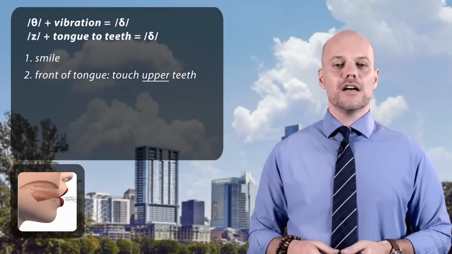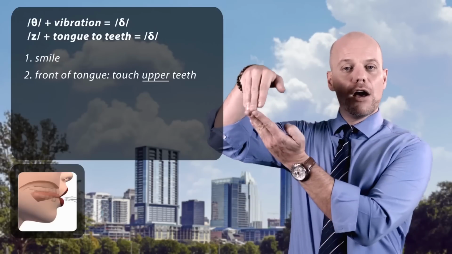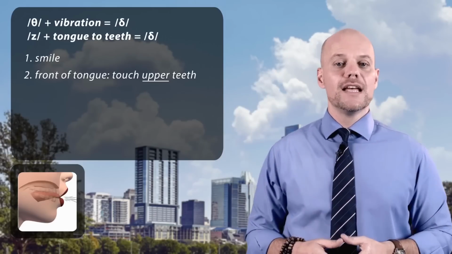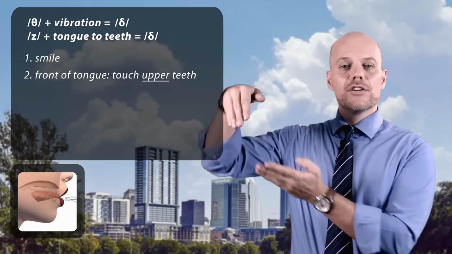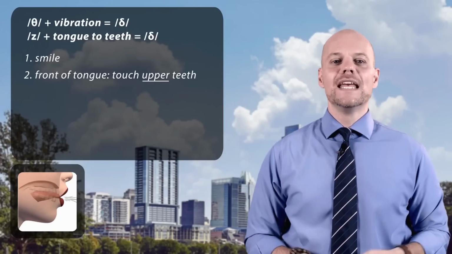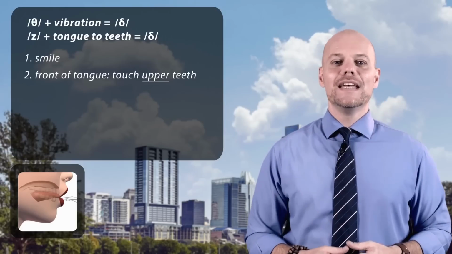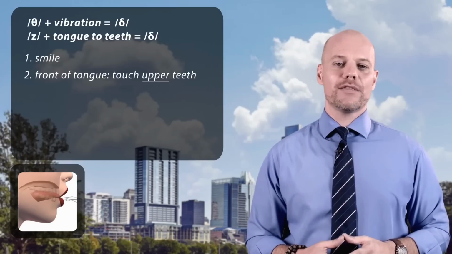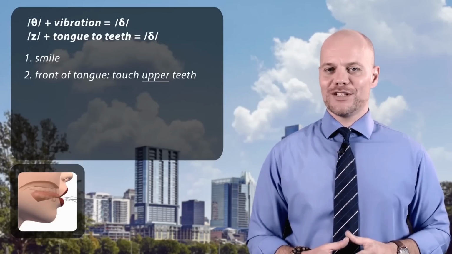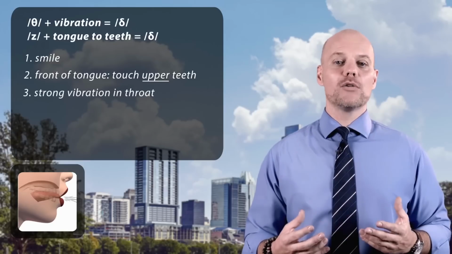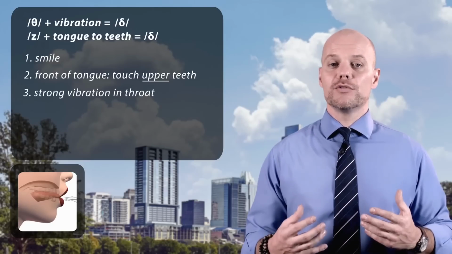The tongue can touch your teeth from below or from behind, but the main point is that the tip of your tongue and your upper teeth must be in contact. If you smile, it will help your tongue to be wider and flat in your mouth, and you can find the perfect position easier. Finally, blow the air out with a vibration in your throat.